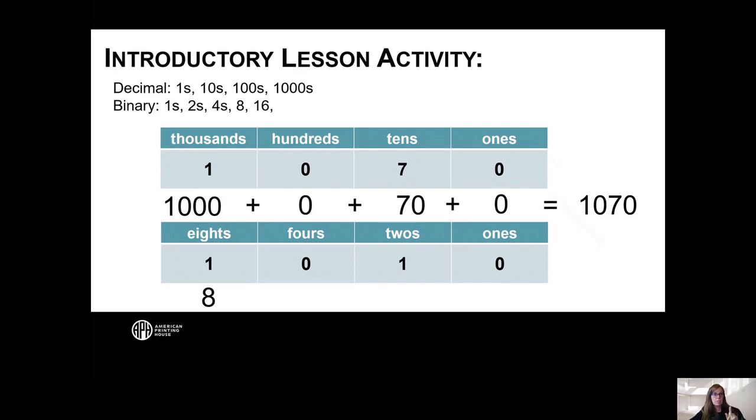For eights, we have 1, so we have 8 plus 0 plus 2 plus 0 ones equals 10. So in base 2, when we see the number 1010, in our decimal system that we use every day, that has the same value as 10. If we were to put pieces on the table and put them all together, we have 1 eight and 1 two, so we get a 10.